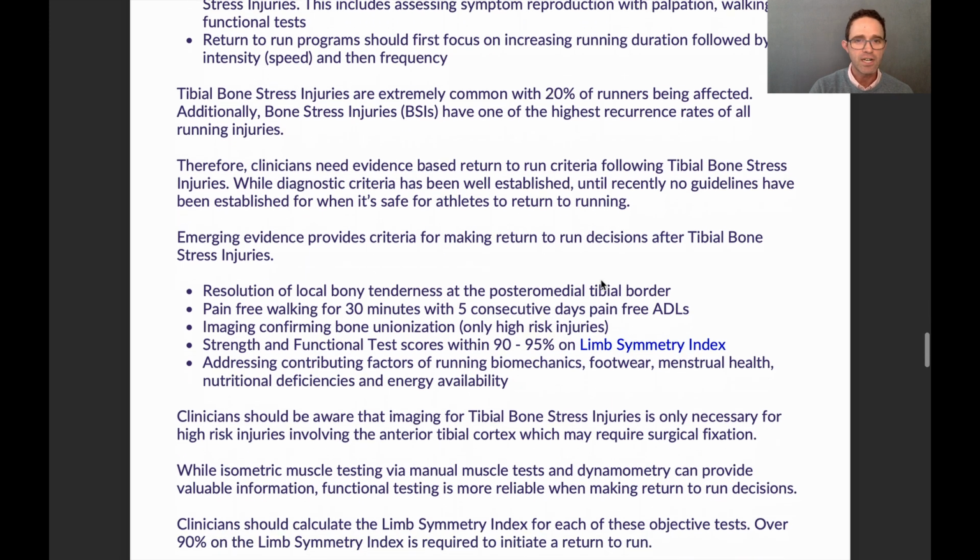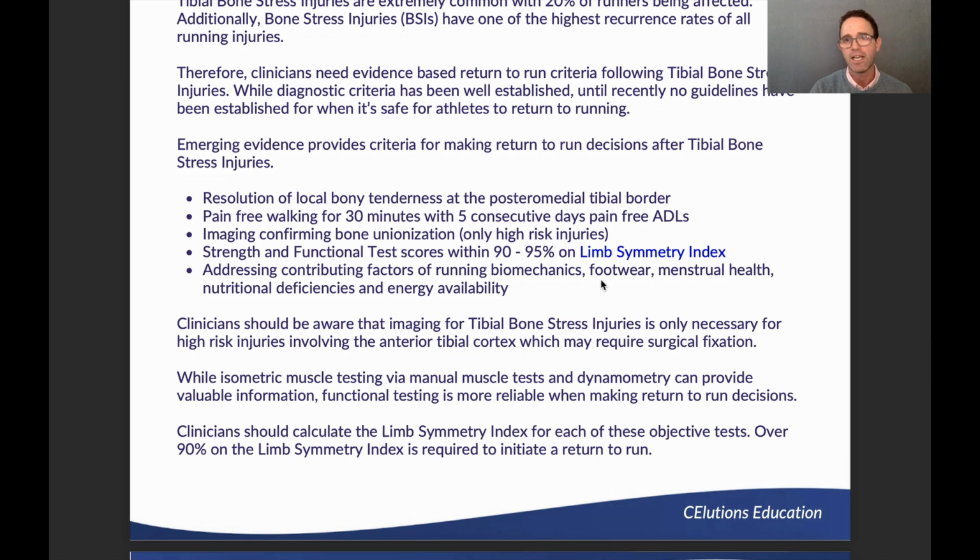Now, while diagnostic criteria has been really well established, and you are welcome to check out running resources for that as well, until recently we didn't have a guide to be able to understand when it's safe to return patients to running. So here is the criteria that you should follow. After tibial bone stress injuries, we would want to look for a resolution of local bony tenderness at the posterior medial tibial border. Now I'm specifically talking about the posterior medial tibial border because that is the area where most of these shin splints occur.